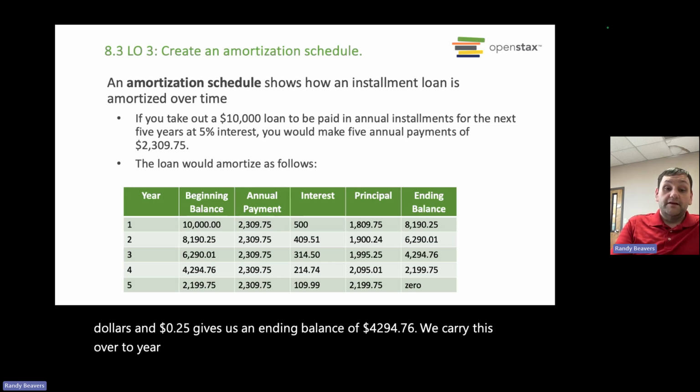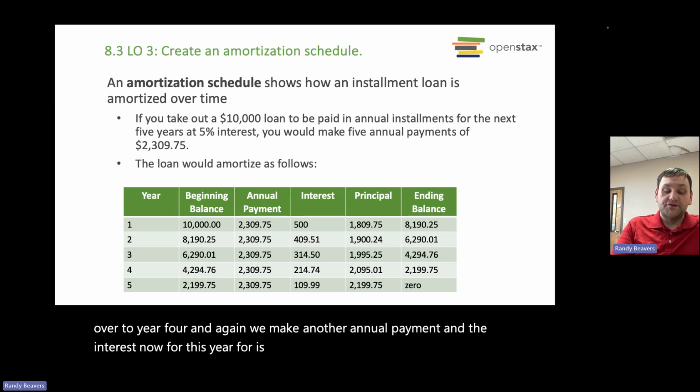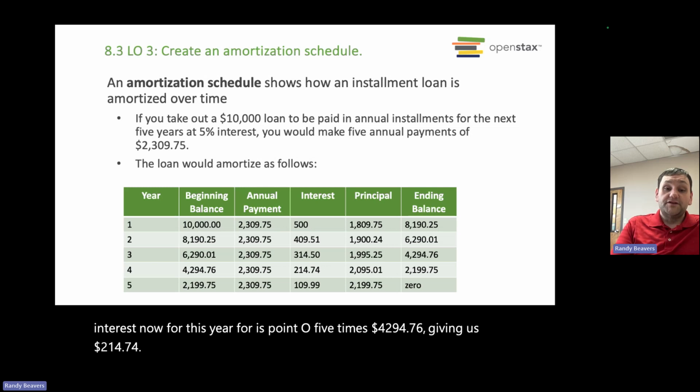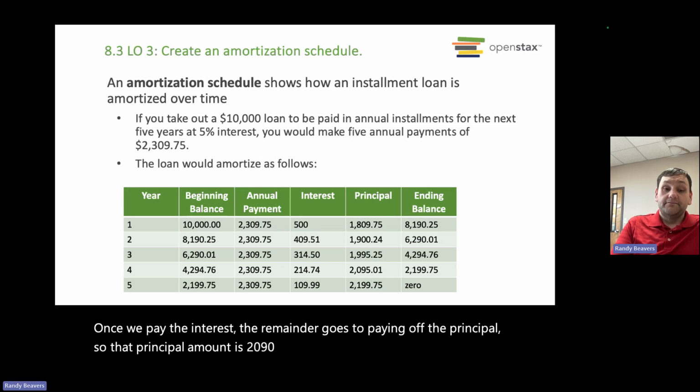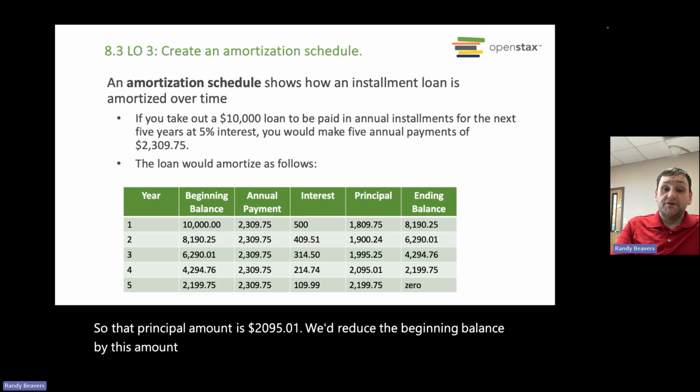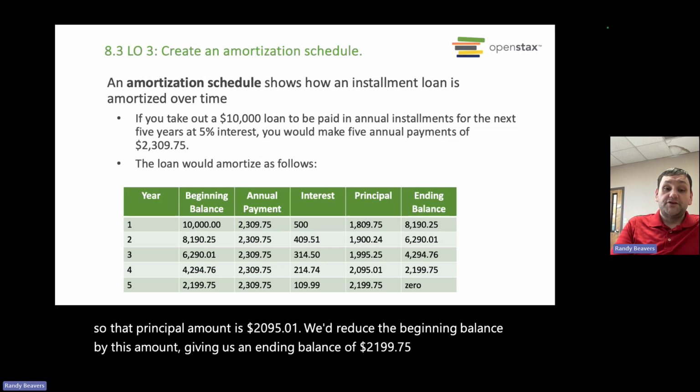We carry this over to year 4. And again, we make another annual payment. The interest for year 4 is 0.05 times $4,294.76, giving us $214.74. Once we pay the interest, the remainder goes to paying off the principal. So that principal amount is $2,095.01. We reduce the beginning balance by this amount, giving us an ending balance of $2,199.75.